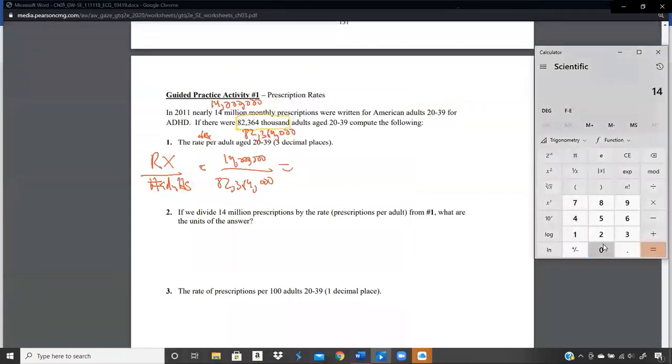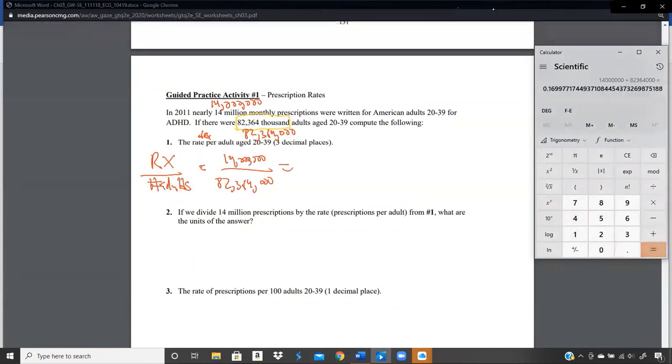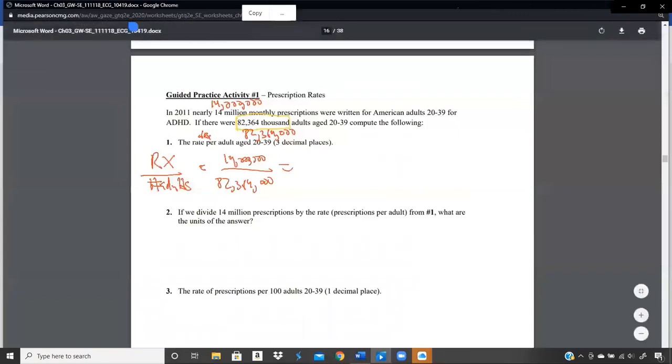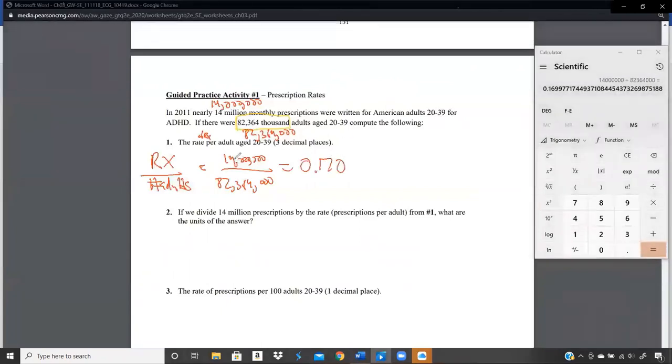when we do 14 million divided by 82,364,000, everything look good? Yes. We get 0.1699, blah, blah, blah. They say to round this to 3 decimal places. 0.169, that second 9 tells us to round up, which tells this 9 to go to a 10, which says this 6 goes to a 7. So even though it says 3 decimals, oops, I forgot to annotate. Put the annotate back on. It's going to be 0.170. And that would be prescriptions, because that's the units from the top, and the bottom was adults, so per adult.